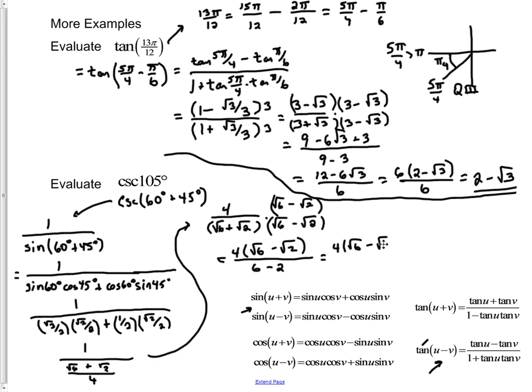You'll notice I'm not distributing in the numerator. I wouldn't do that until the very end. Divided by 4. And there's no need to distribute because the 4 cancels, and we're left with the expression square root of 6 minus the square root of 2. So that is the value that we seek in that particular example. Okay, just a little bit more to go.